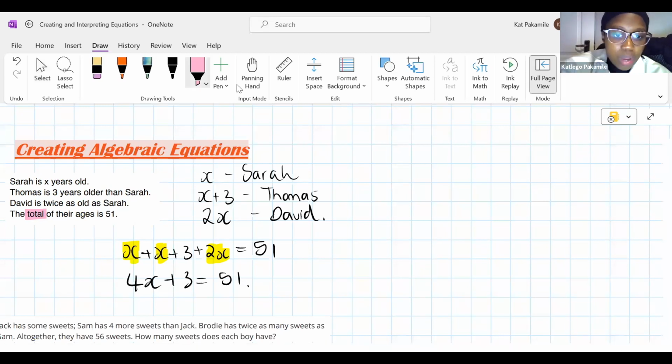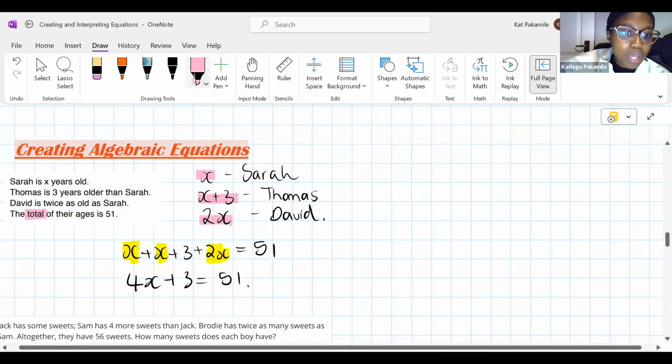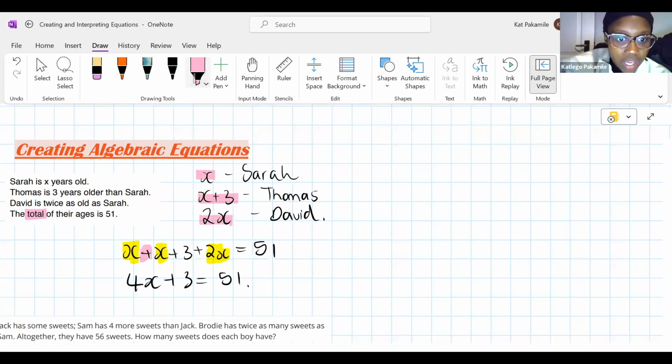Oh, yeah. Sarah's age. Okay. So we have Sarah's age, Thomas's age, David's age. And then it says the total, so we add them, the total of these ages is 51. Okay. There we go. Do you get it? Yes, ma'am. Beautiful. Thank you.